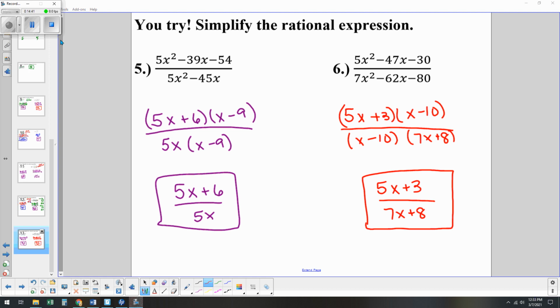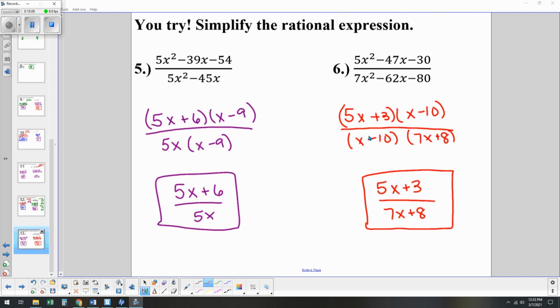All right, so for number 5, the top factored to 5x plus 6 times x minus 9. The bottom had a GCF of 5x, and when we took that out, we were left with x minus 9. So the x minus 9's canceled, and we were left with 5x plus 6 over 5x. I will stress it again. I will stress it every time we have this problem. Even though there's a 5x on the top and bottom, this is not 5x. This is 5x plus 6. So there's nothing to cancel. Those 5x's can't be touched. This is the final answer.